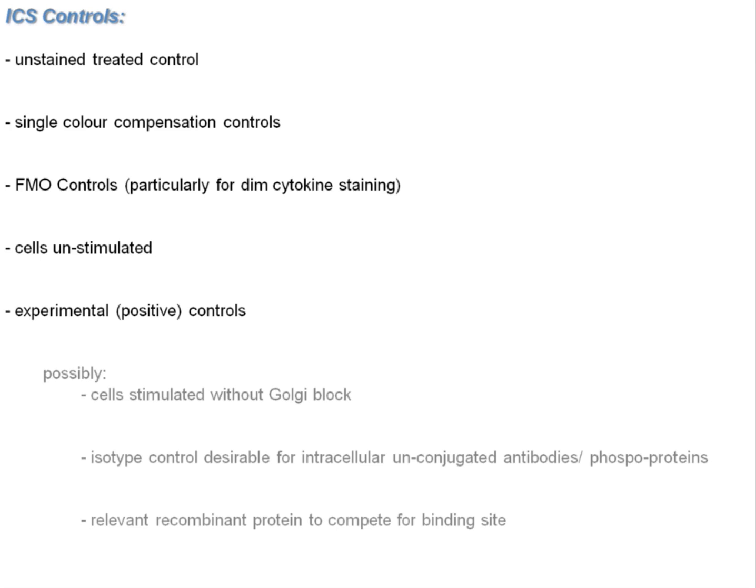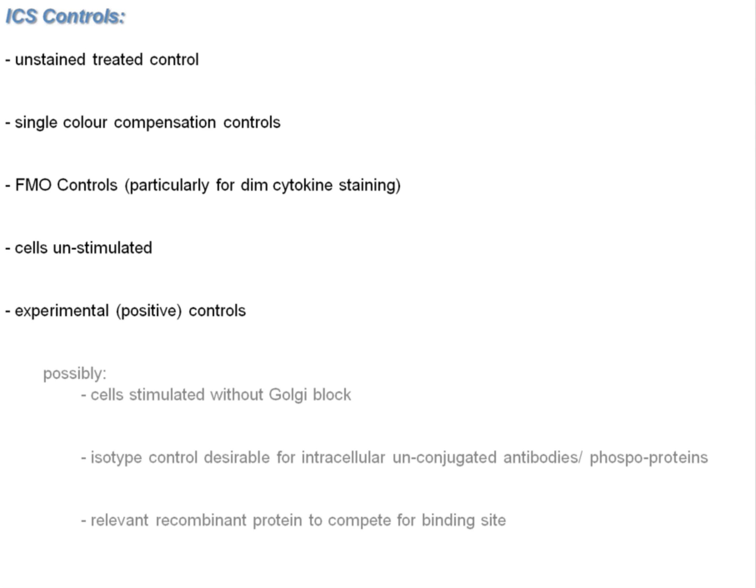Some of the controls you might want to consider, and again, there's no comprehensive answer to this, but you may want an unstained treated control. Now the reason I say treated is because the activation or the stimulation may affect the surface markers, it may affect the scatter properties of our cells. So we really want to see just unstained. So if it affects the autofluorescence in the cell, that we can control for that.